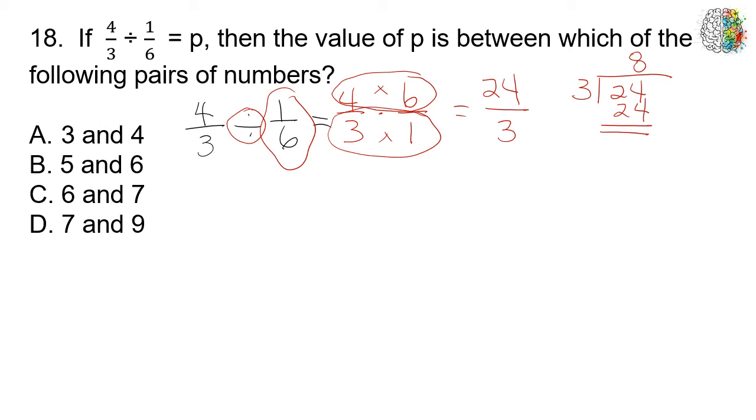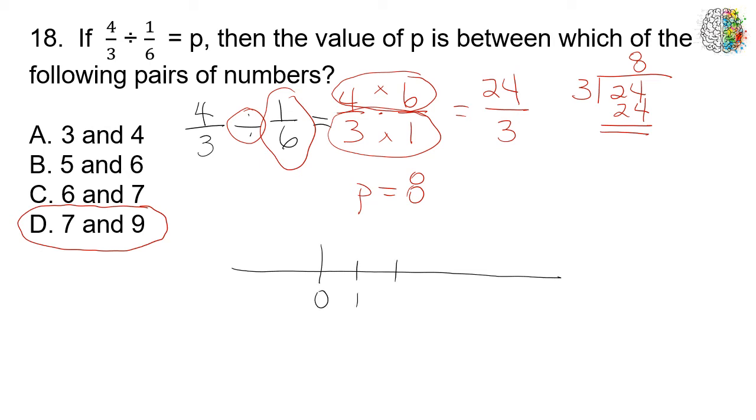So now I want to know which values. I've identified that P equals 8 because that's my answer. So now I'm going to look for where the number 8 falls. So 8 is between 7 and 9. If you think of this as being on a number line where I have all of my numbers, I found that my answer is right here at 8, but instead of just asking for a single number, they wanted to have groups of numbers.